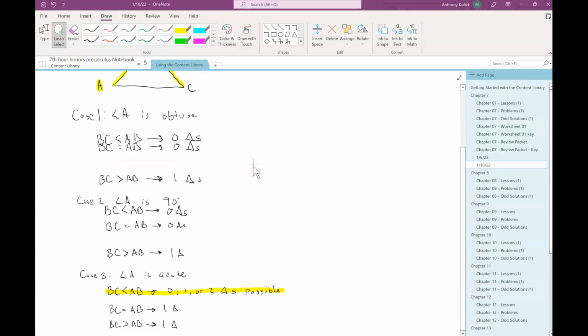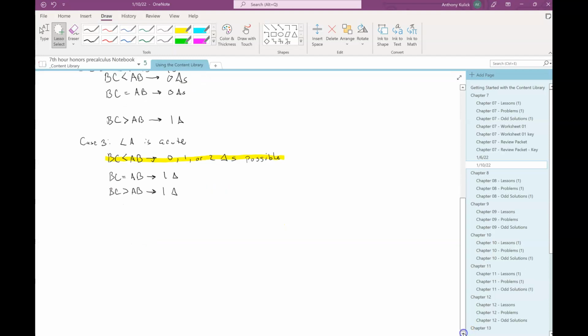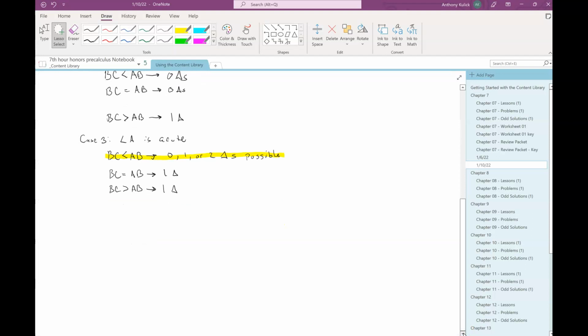That basically there were three cases that you can run into, and the one that we have to be super careful about is the case where the angle that's given is acute and the side opposite that given angle is shorter than the other given side, because in that case 0, 1, or 2 triangles can occur. And we talked about how to tell that situation apart.